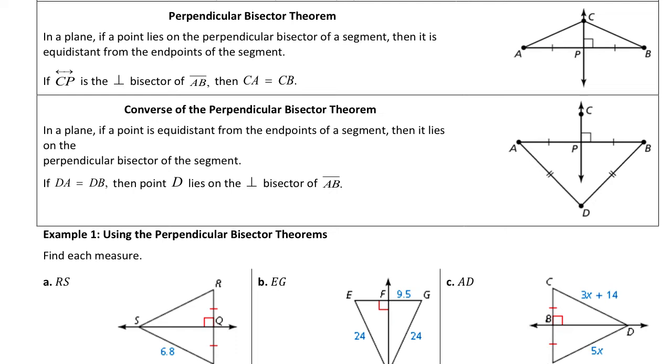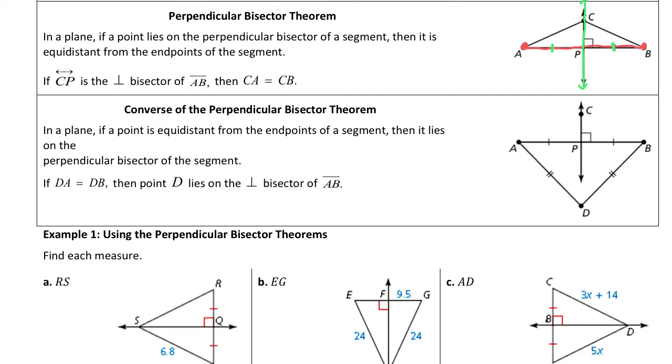So, in a plane, if a point lies on the perpendicular bisector of a segment, then it is equidistant from the endpoints of the segment. So, in this diagram to the right, AB is a segment. CP, the line CP, is a perpendicular bisector of the segment, meaning it is perpendicular to the segment and it is cutting that segment directly in half.